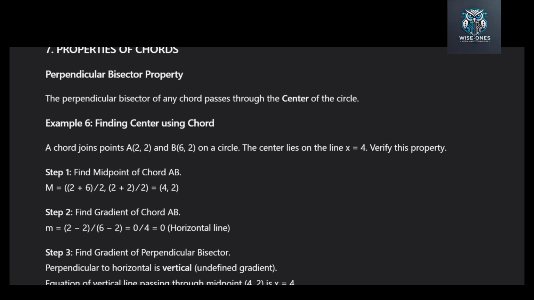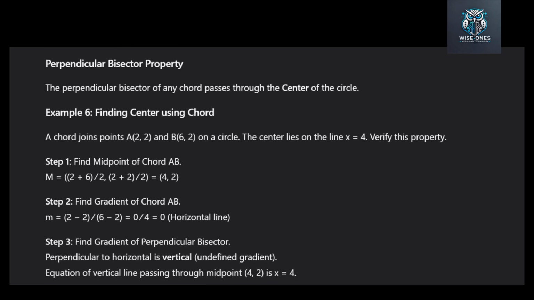X coordinates are 2 and 6. 2 plus 6 is 8. 8 divided by 2 is 4. Y coordinates are 2 and 2. 2 plus 2 is 4. 4 divided by 2 is 2. So midpoint M is (4, 2).